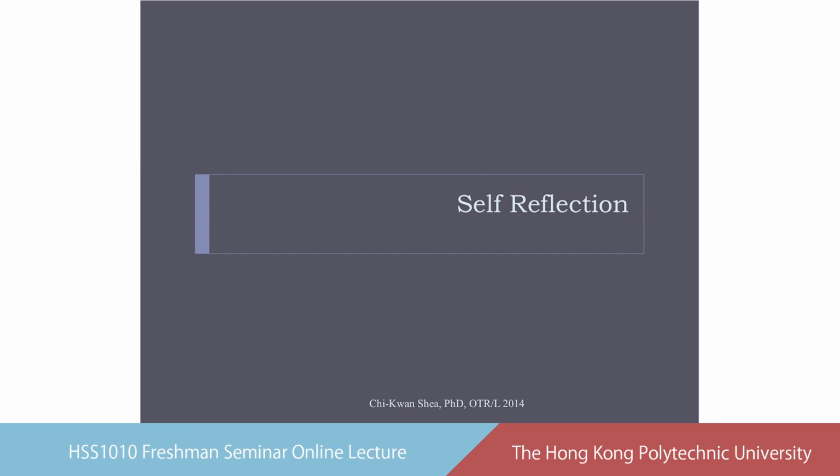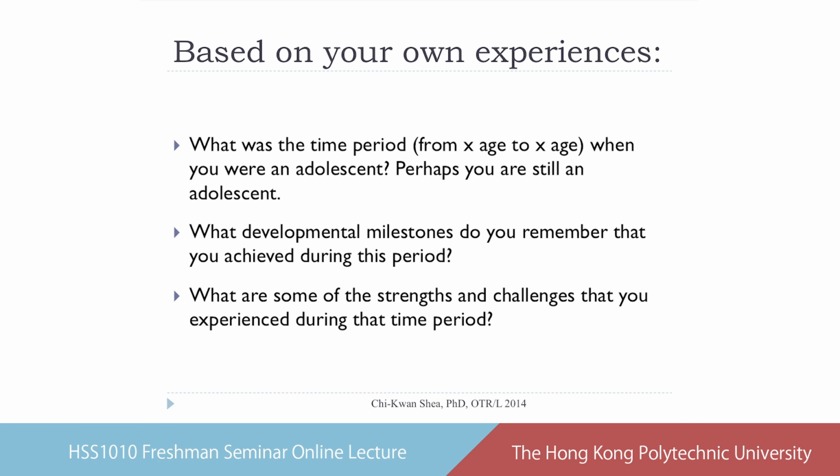First, what was the time period, from what age to what age, when you were an adolescent? Now, perhaps you're still an adolescent at this point. The second question is, what developmental milestone do you remember that you achieved during this time? The third one is, what are some of the strengths and challenges that you experienced during this time period? Think about that. Okay, let's move on.